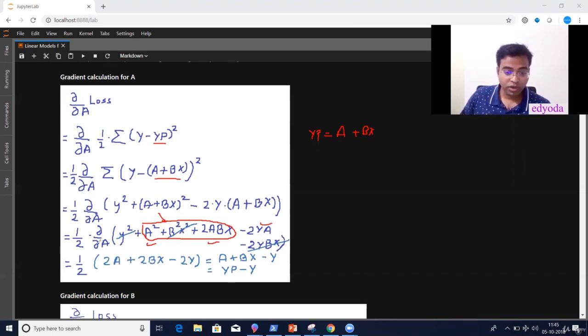So on doing ∂/∂a of all this, a square by the power rule will be 2a, 2abx will be 2bx, minus 2ya will be minus 2y. Then we can see here this 2 factor adding, and that was the reason why we added 2 over here. Just to simplify this, this is taken off: a plus bx minus y, and remember a plus bx is yp. So we have yp minus y. To put it in simple words, ∂/∂a of RSS is equal to yp minus y.